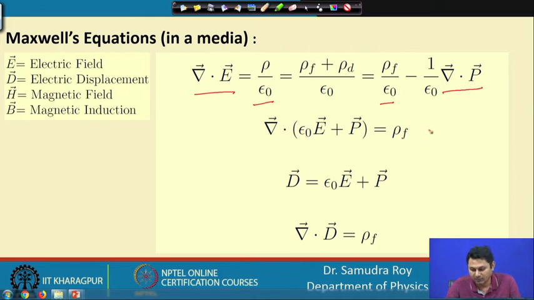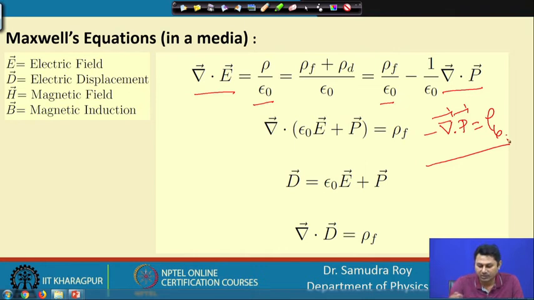This is a well known thing. So, minus grad dot polarization, this is the polarization, is equivalent to the bound charge density. So, we just use this. After using this, we rearrange these things and we find this expression. After having this expression, I now write the displacement as D equals epsilon 0 E plus P.